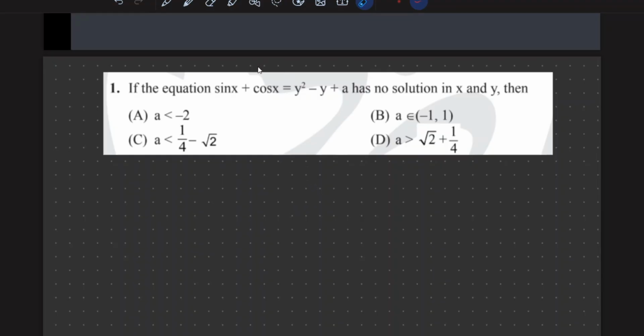Okay, so let us proceed on to the questions. So here we have our first question. If the equation, here we have our equation, has no solution in x and y, then first of all let us analyze this part.